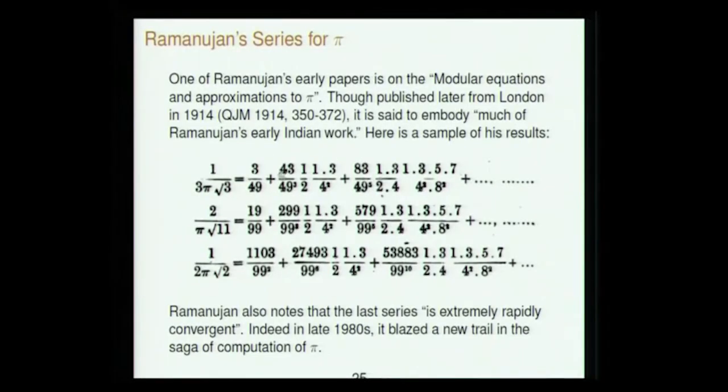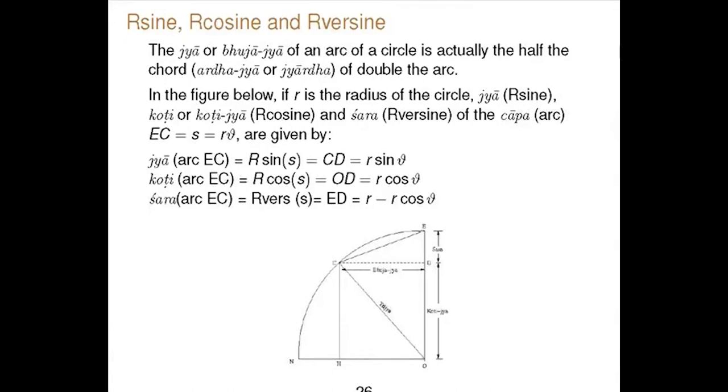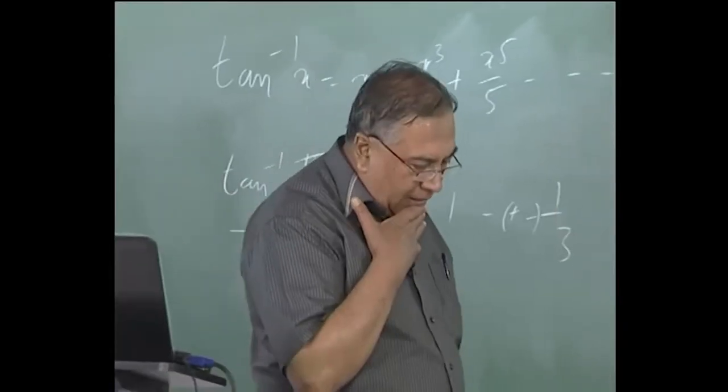So I am displaying an extract from the collected works of Ramanujan, the way the equations appear. This was a paper which appeared in the Quarterly Journal of Mathematics in 1914. It was published after Ramanujan went to England, but it is said to contain much of his older work only. He gave about 50-60 series in that paper, and he says that this is one of the good series. Each term in the series gives 8 decimal places of pi accurately. And in fact, in the 1980s, this series was used for determining an entirely new kind of algorithm for obtaining pi. So with this, the Paridhi Vyasa discussion we can finish.